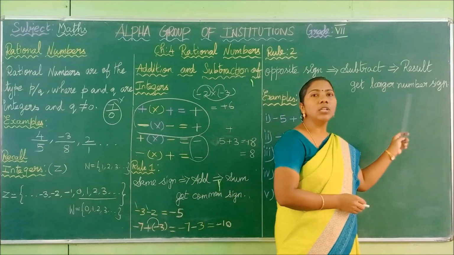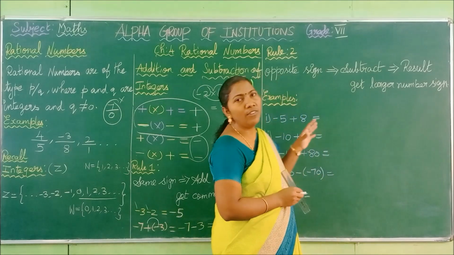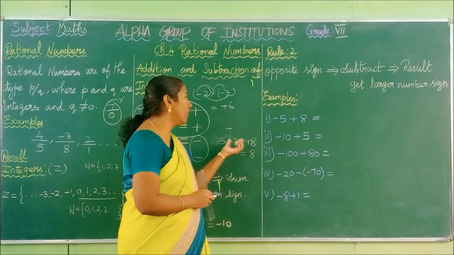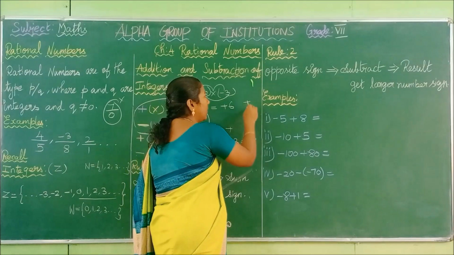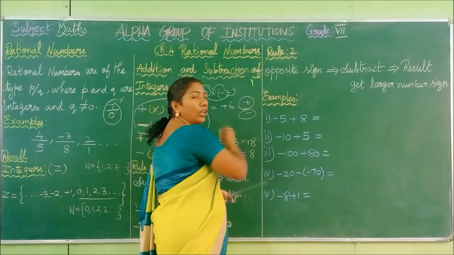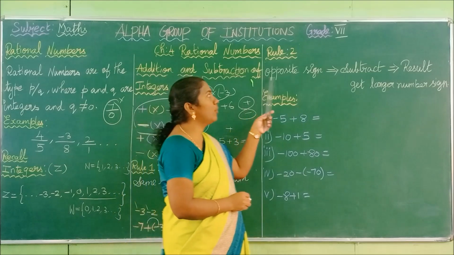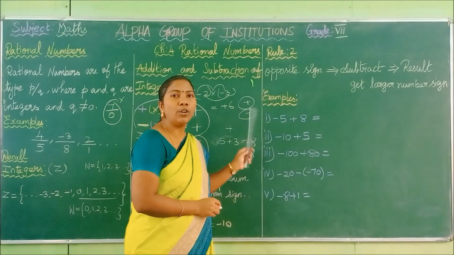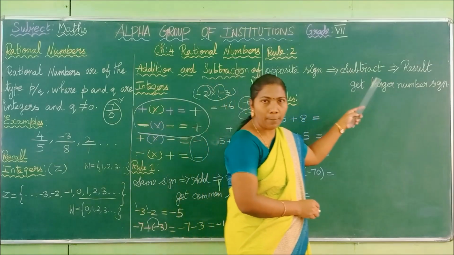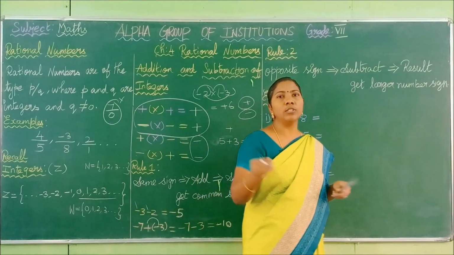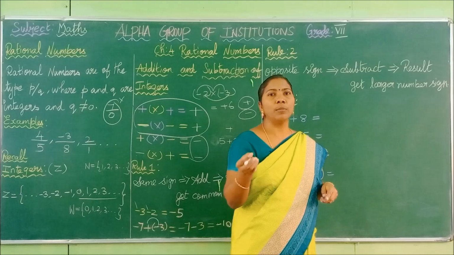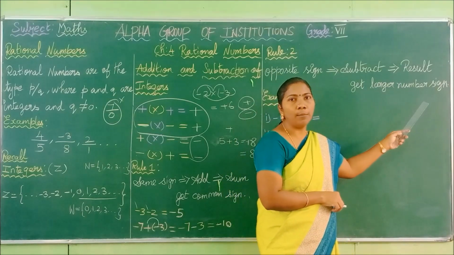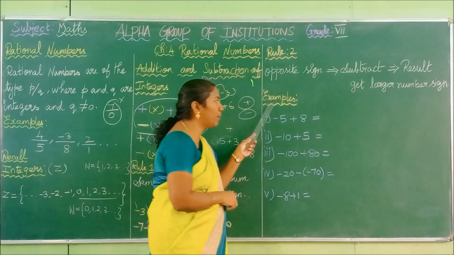Result gets larger number sign. Suppose the given integers are in different sign or opposite sign. Whatever, totally we have only two signs, plus and minus. Okay. Suppose one of the integers has a plus sign, another integer has a minus sign, means what you have to do? You have to subtract. How do you subtract? You have to subtract the smaller number from the larger number and the result gets the larger number sign. Okay, see some example.